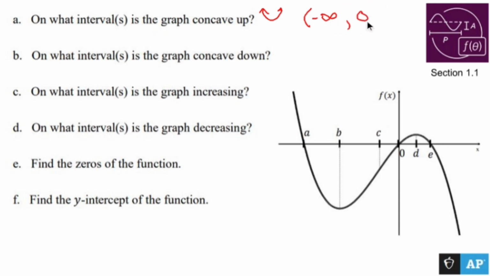Now we're not going to make a bracket. We're going to make a parentheses because at 0 is where it changes. And so the moment it changes, called an inflection point, is neither concave up nor concave down. So no brackets, just the parentheses, which means you don't include that number. Concave down looks like this. And that goes from 0 all the way to positive infinity. Don't include either of those numbers either.